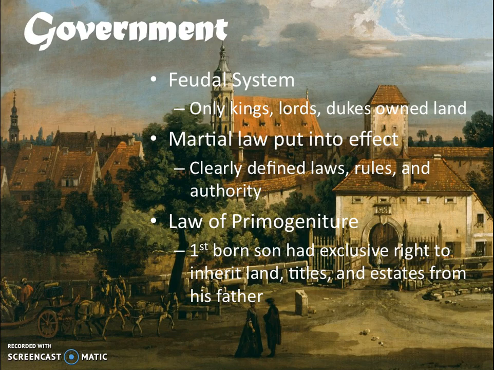During this time period, the law of primogeniture was also established. This basically is the belief that the firstborn had exclusive rights to inherit land, titles, and estates from his father. It was the serf and the peasant who were not allowed to inherit anything. They had nothing to inherit. The land was owned by the king's lords and dukes, and the serfs were owned also by the king's lords and dukes. So when a king passed away, his land and the serfs who worked that land became the property of his firstborn son.